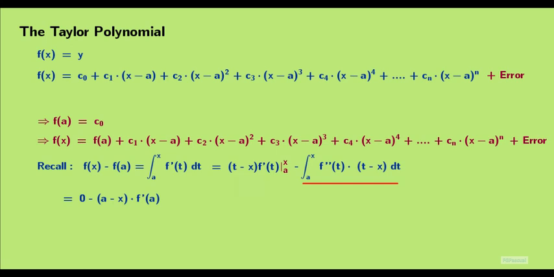But instead of simply writing out this integral to complete the last line, we will perform integration by parts on this integral. We choose u to be f double prime of t, and dv to be equal to the quantity t minus x times dt.